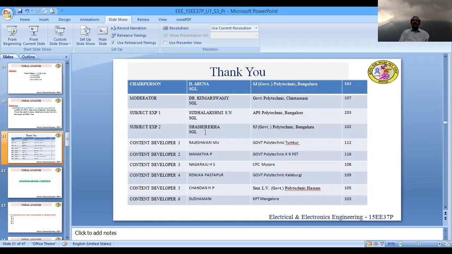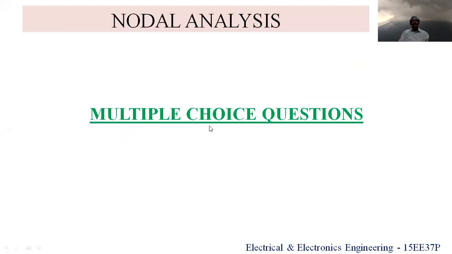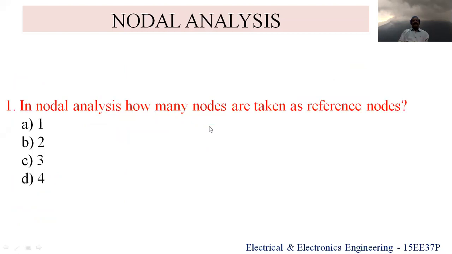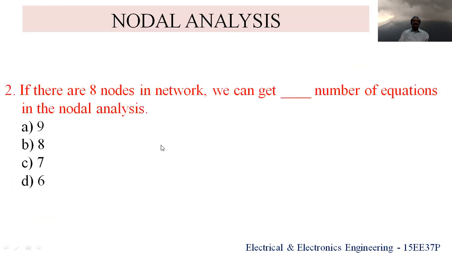So this is done by this team, and I have some multiple choice questions. In nodal analysis, how many nodes are taken as reference nodes? So usually reference node means only one. In nodal analysis, only one node is taken as the reference node, and the node voltage is the voltage of a given node with respect to one particular node called the reference node.